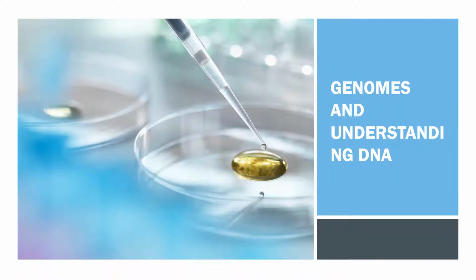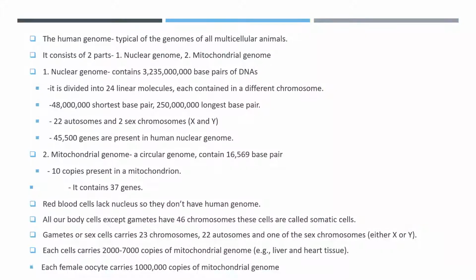Genomes and understanding DNA. The human genome, typical of the genomes of all multicellular animals, consists of two parts: first, the nuclear genome, and second, the mitochondrial genome. First, the nuclear genome contains 3,235,000,000 base pairs of DNA. It is divided into 24 linear molecules, each contained in a different chromosome.